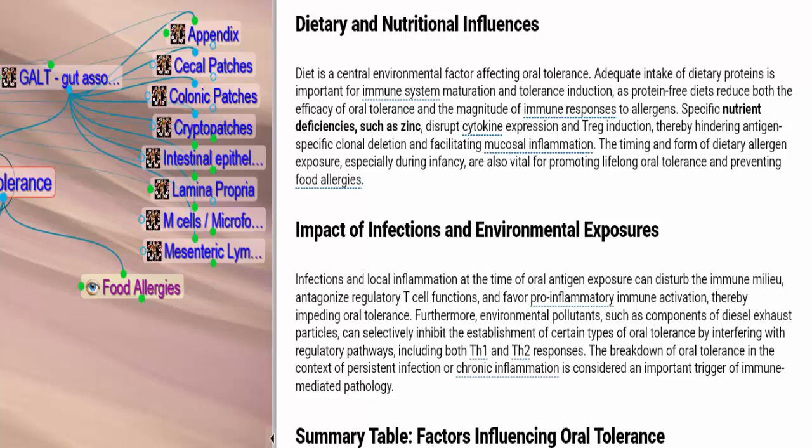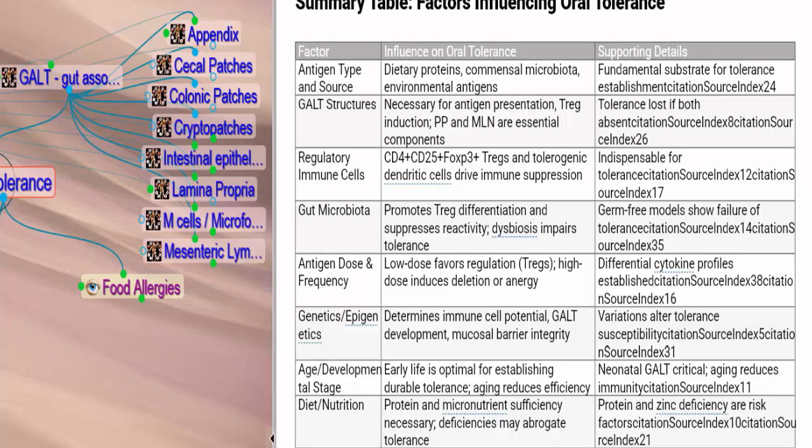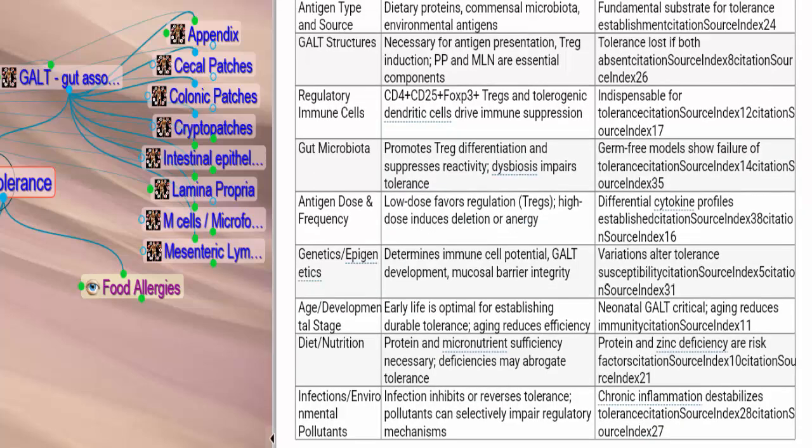The breakdown of oral tolerance in the context of persistent infection or chronic inflammation is considered an important trigger of immune-mediated pathology. And then if you want to come to the database, you can take a look at this summary table of all these different factors that influence oral tolerance.